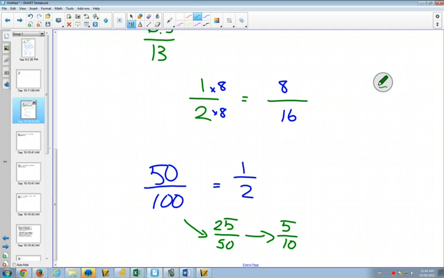And if I divided them both by 5, then you'd get 5 and 10, and that's still equal to a half. All of these ones are equivalent along the way. And then if you divided by 5 again, you'd get 1/2. And then when you get to 1 and 2, there's no more whole numbers that you can divide by. So we would say that's in lowest terms.